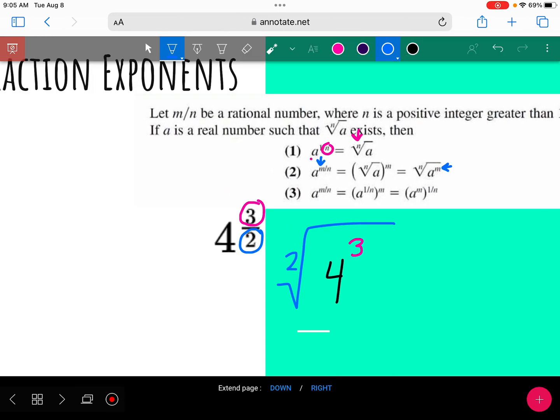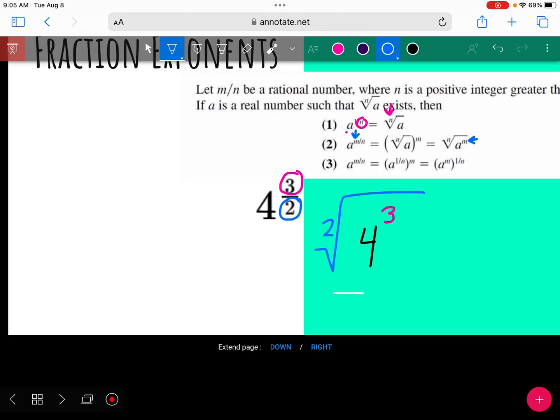That doesn't help us simplify super much, unless you happen to know 4 cubed off the top of your head and what its square root is. So we can write it another way, and we can do the square root of 4 to the third. These two things both mean this. These are identical. But this one might be a little bit easier to simplify. Because what is the square root of 4? 2. What's 2 cubed? 8.